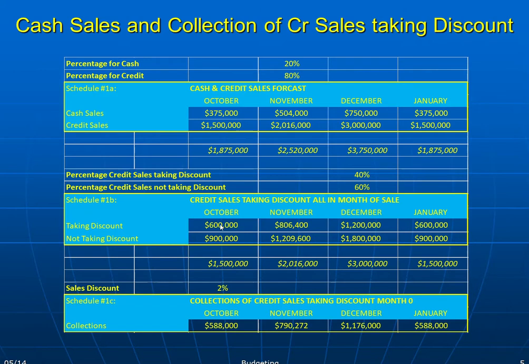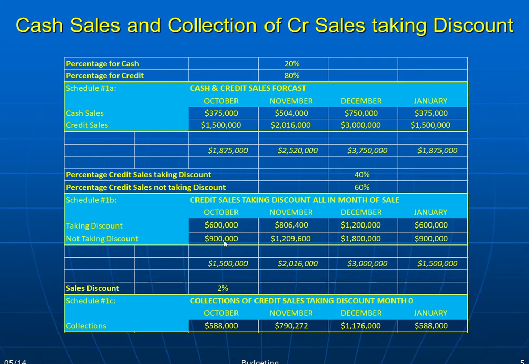Okay, for the $600,000 of credit sales that we expect to take a sales discount, that sales discount is 2%. So since we're assuming they'll take that sales discount, the net amount of cash that we will receive of that $600,000 will be $588,000. Likewise, we would do the same thing for November, December, and January.